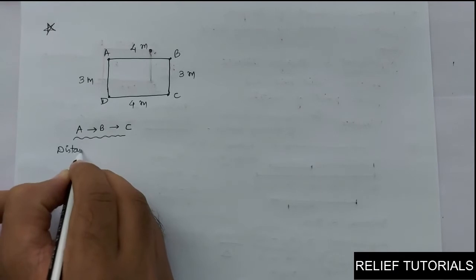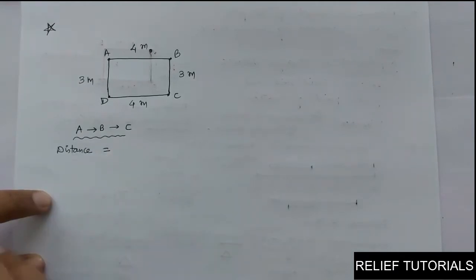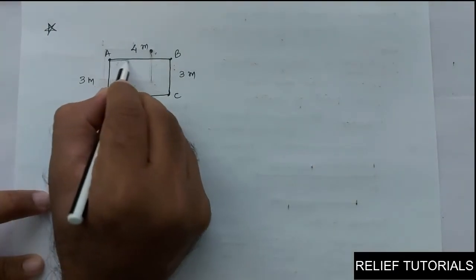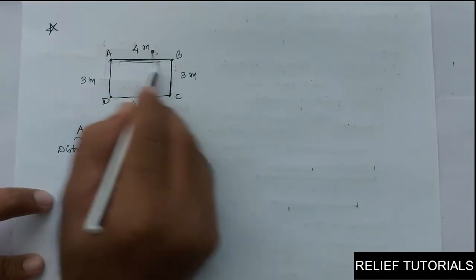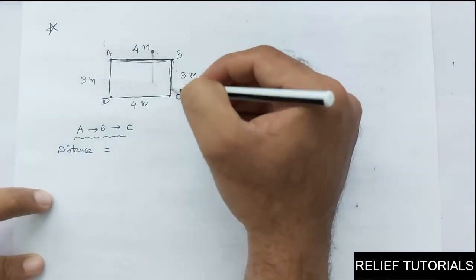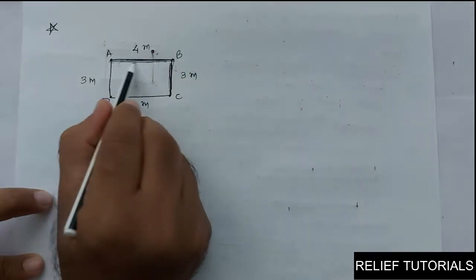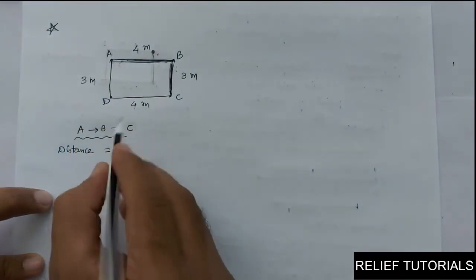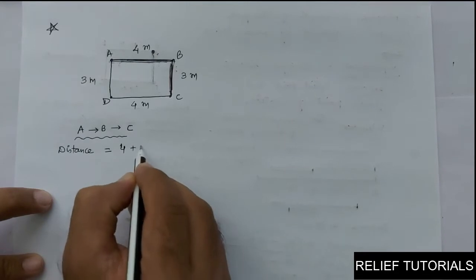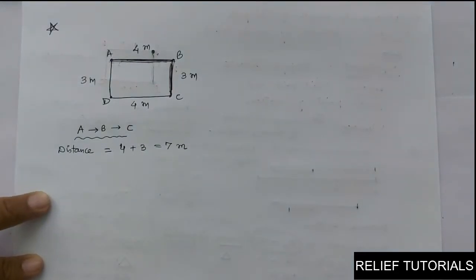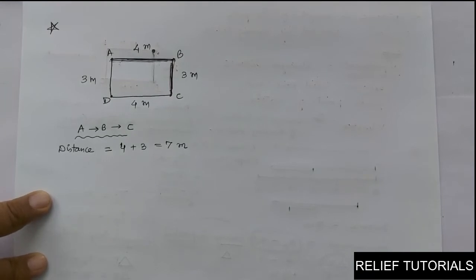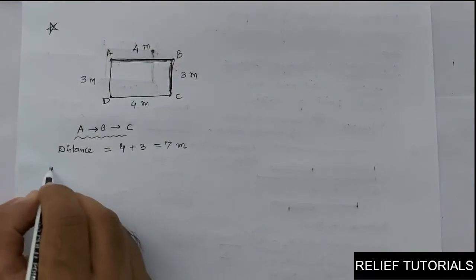So distance means length of the path. It is going from A to B and then B to C. So this is the path followed. The length of this side is 4 and this side is 3. So the distance traveled is 4 plus 3, which means 7 meters. Distance is a scalar quantity, so no need to mention the direction.